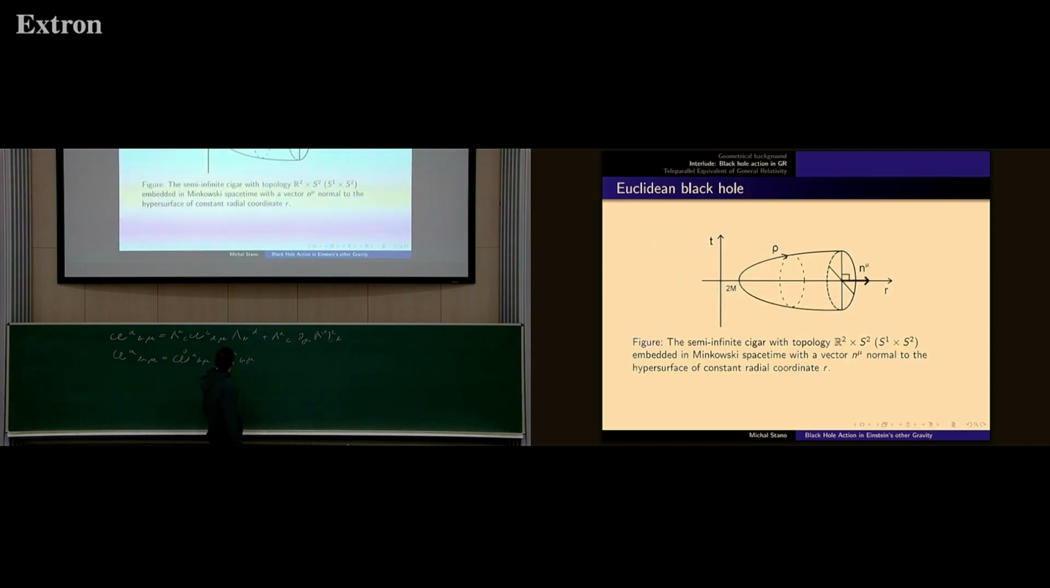Okay, so topologically, one can imagine the Euclidean Schwarzschild solution to look like a semi-infinite cigar. I mean, instead of thinking of a Minkowski spacetime, we now need to think in terms of this compactified time coordinate. And what is important here is that in this way, we only cover the exterior region of the black hole.